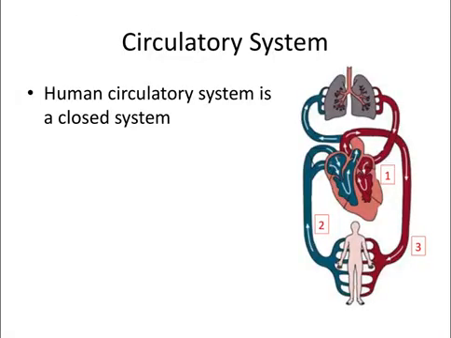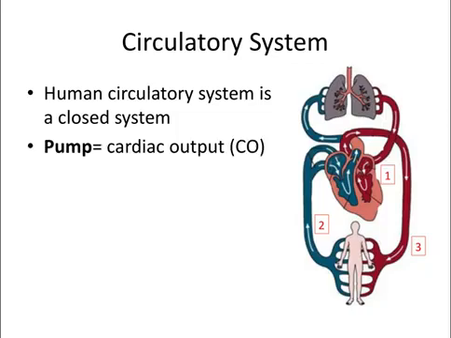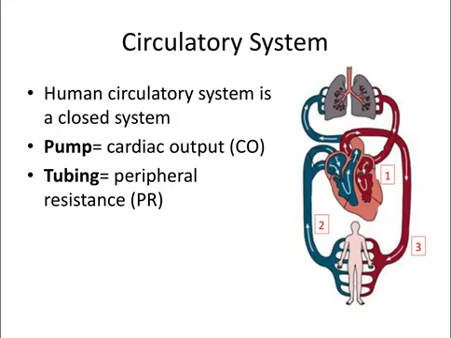So let's talk a little bit about the human circulatory system, which is a closed system. So pressure within that system depends on three factors. The first is the pump, or the heart, and this one is, of course, related to cardiac output, which is determined by a combination of the strength and the rate of the heartbeat. The second component is the tubing, or the blood vessels, and the vascular resistance of the blood vessels depends on how dilated or constricted those vessels are.